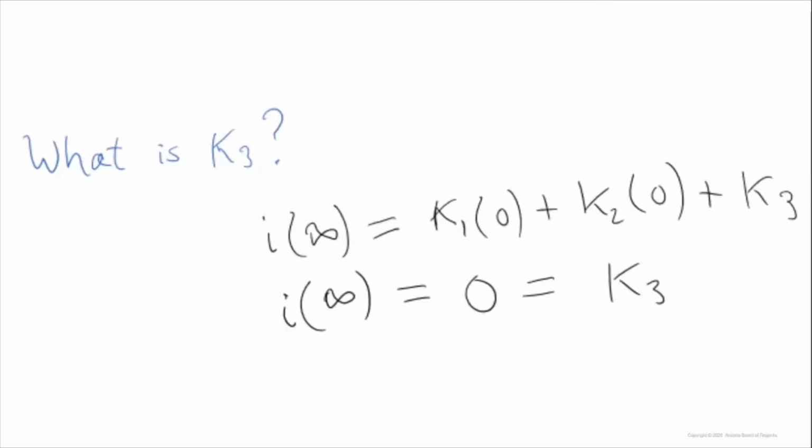Let's start by finding k3, since that is the easiest one to find. We can find k3 by plugging in infinity for t and using the value for I of infinity that we found earlier. Doing so shows us that k3 equals 0.